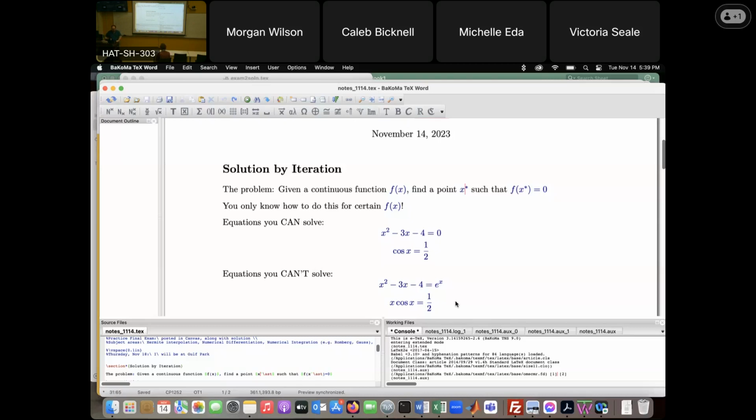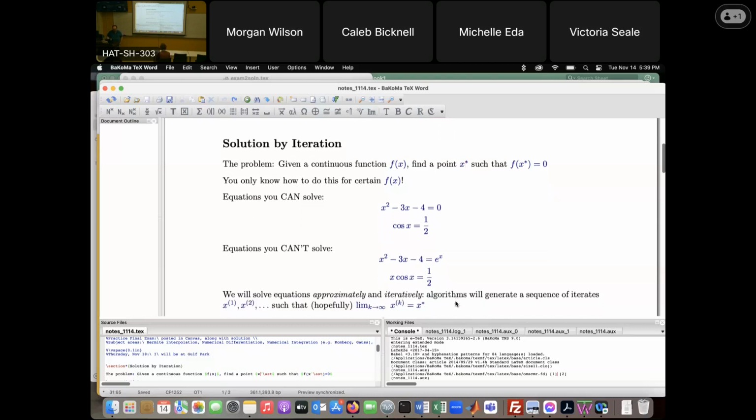So we need another approach. The kind of method that we're going to learn about, 4 different methods in this chapter, all have in common that they will generate a sequence of iterates. They're all iterative in nature. So we'll obtain a sequence of values, x1, x2, and so forth, that hopefully will converge to an exact root of the function f of x.